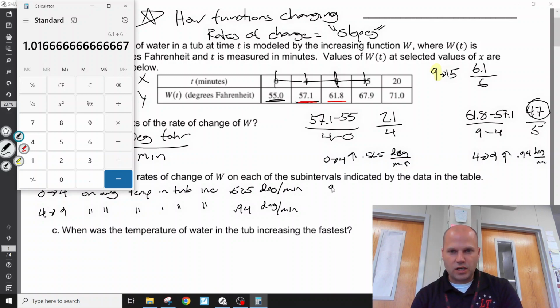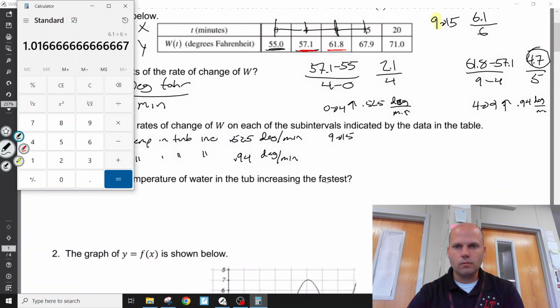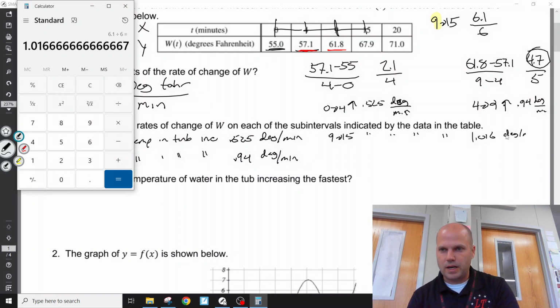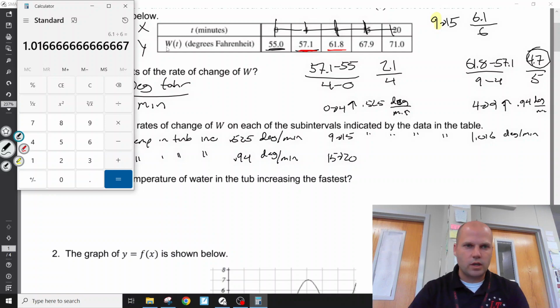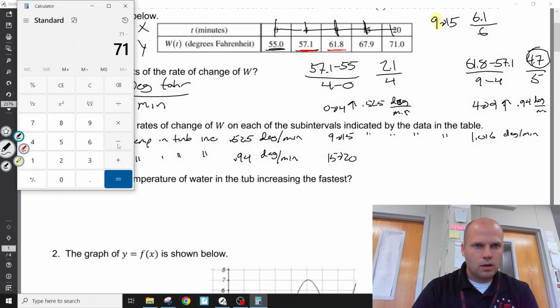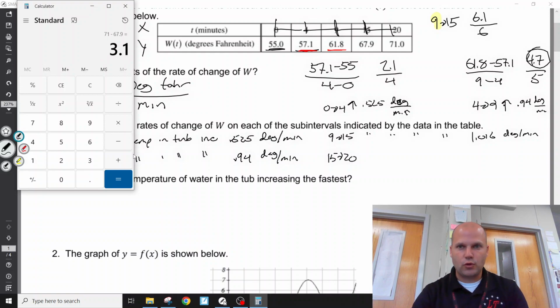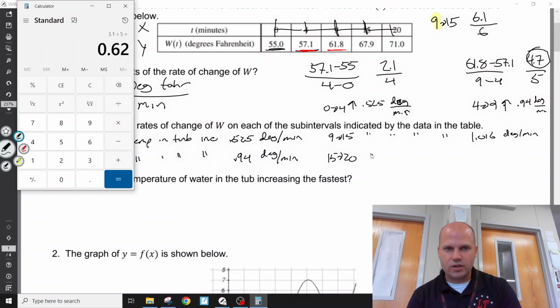So we'll say from t equals 9 to 15, my temperature in my tub increased because we had this positive net change over this time interval, increased 1.016 degrees per minute on average. And then from 15 to 20, I'm turning off my brain right now just so I can get this quickly. 3.1 over 5 minutes, 0.62. On average, the temperature in the tub increased 0.62 degrees per minute, okay?